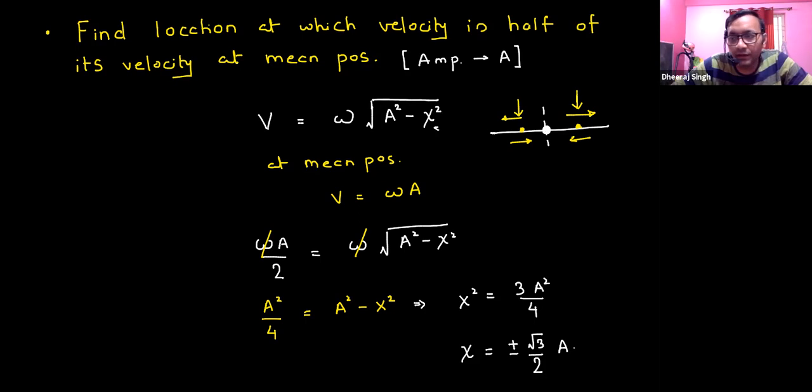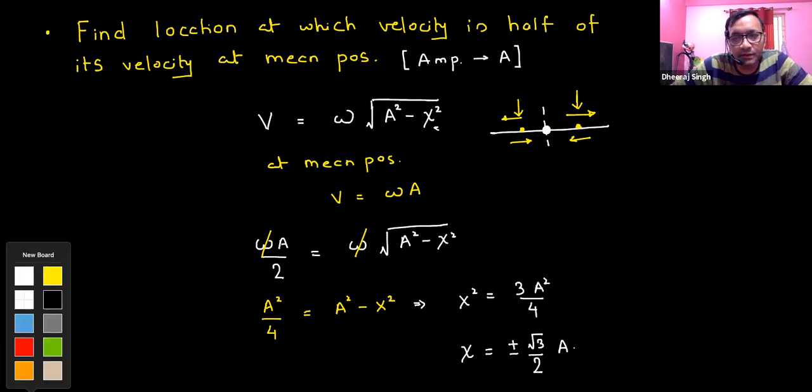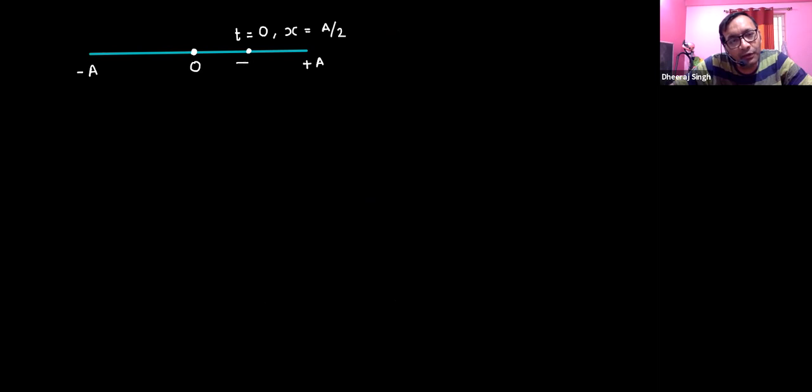Let's proceed. Next question is this. If you have any doubt, you can stop me, message immediately, I will answer it. This is O, this is plus A, this is minus A for the SHM, okay? There is a particle which is over here. At t equal to 0, the particle is at x equal to a by 2 and it is going towards O, like this, at t equal to 0.